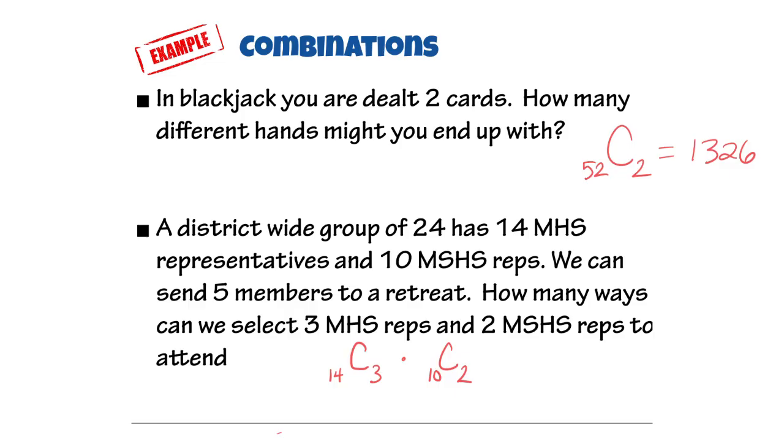So go into my calculator, 14 choosing 3. And then I'm going to take that and multiply it by 10 choosing 2. So I got a 364 and a 45 on that, which is going to get me a total of 16,380 different, whoa, what was that? Different groups that I could send to this retreat.